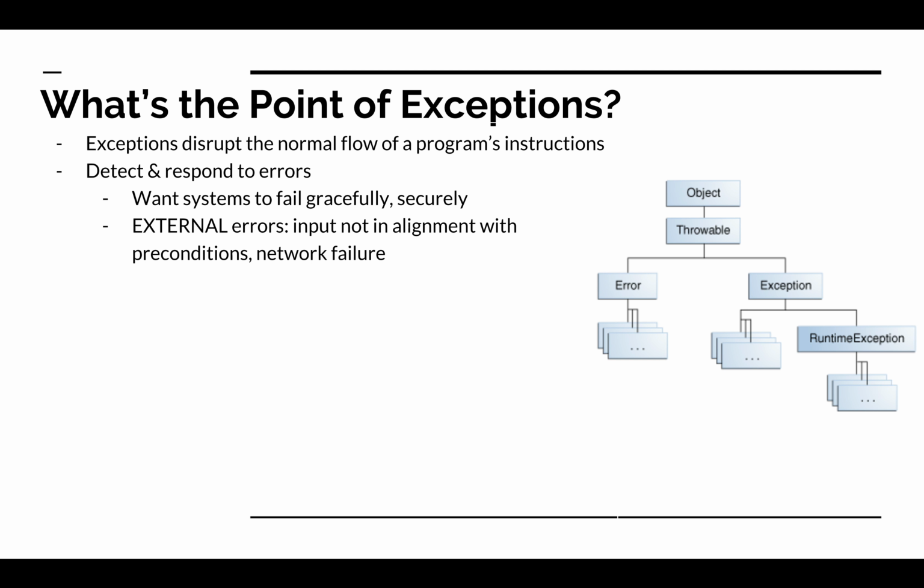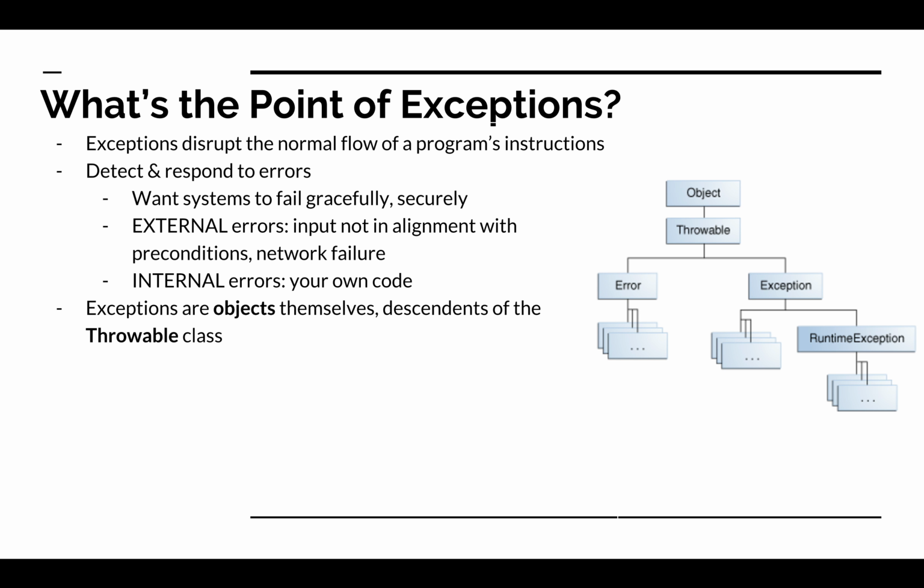So we have external errors, which is when the input is not in alignment with preconditions, so what we expect to be put into our function, or we have network failure, for example. There are also internal errors, which basically mean errors with your own code. So exceptions are objects themselves. They're descendants of the throwable class. As you can see in the tree over there, we have object at the top, and then throwable inherits from object. And then we see exception, error, runtime exception also inheriting.